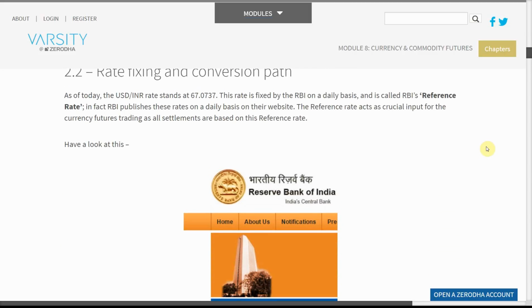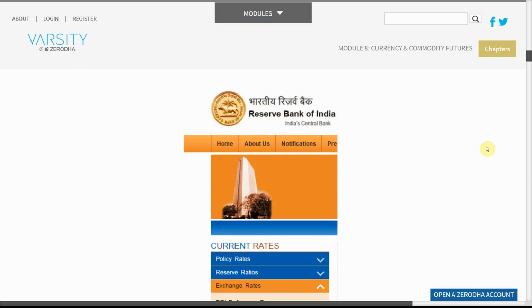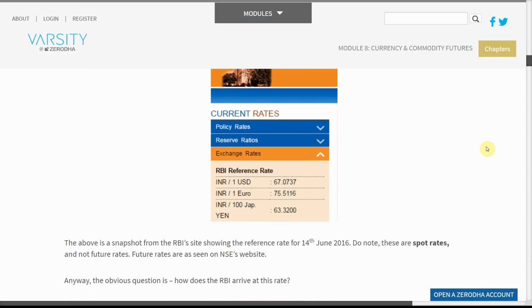Have a look at this. The above is a snapshot from the RBI's site showing the reference rate for the 14th of June 2016. Note: these are spot rates, and not future rates. Future rates are as seen on NSE's website. Anyway, the obvious question is, how does the RBI arrive at this rate? Well, nothing high-tech here. RBI follows the age-old method of polling to arrive at the spot rate.